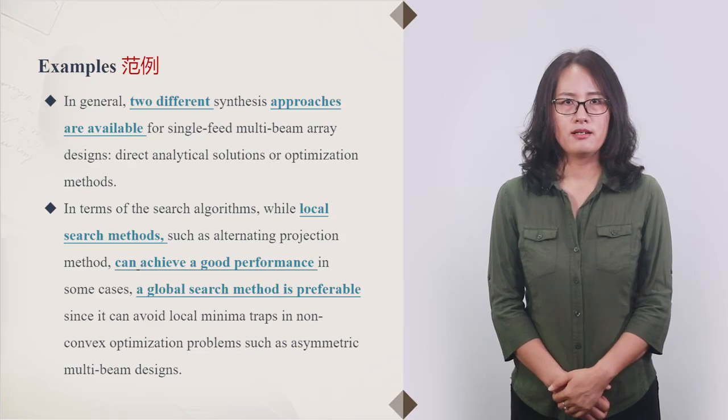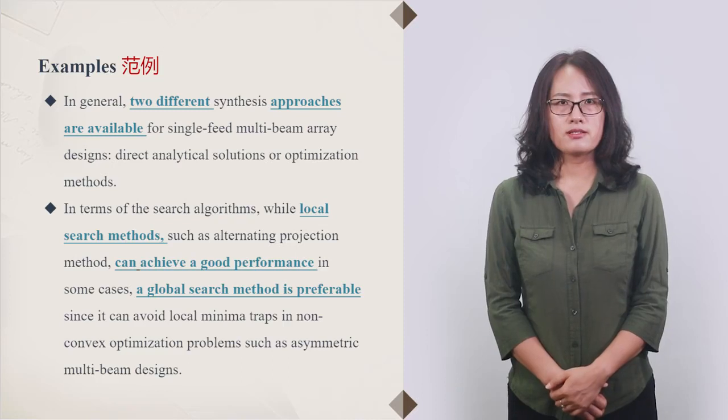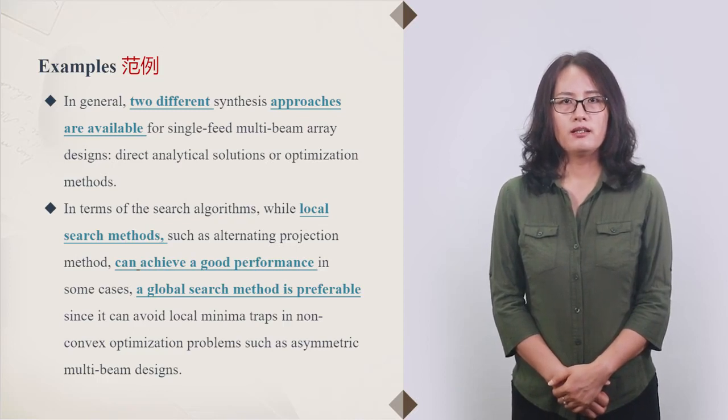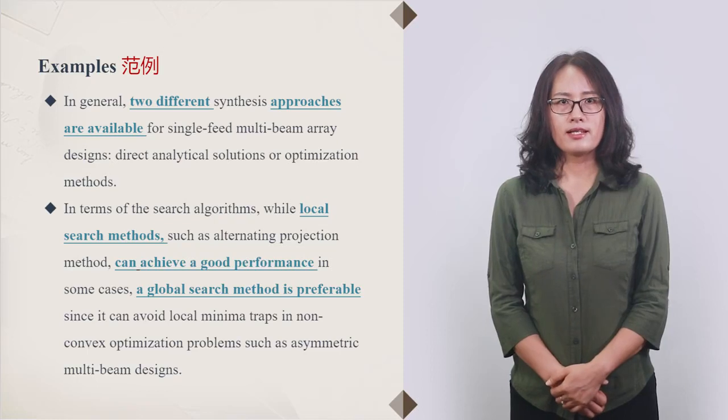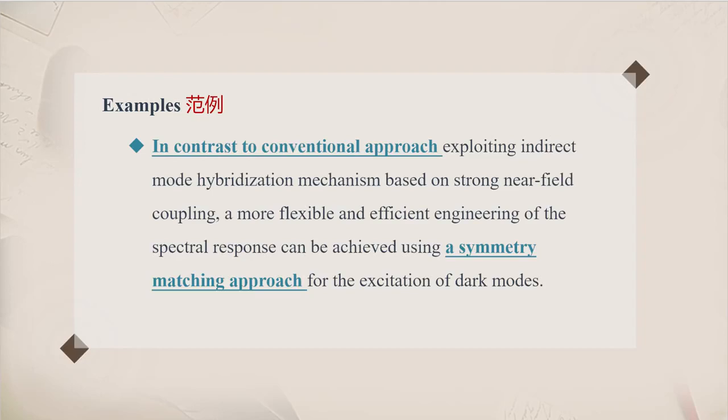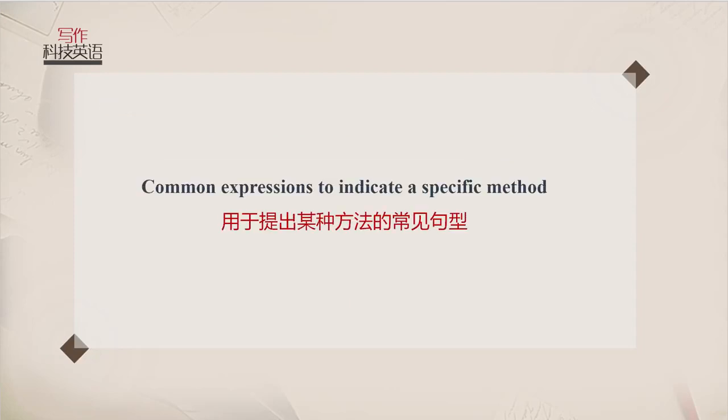performance in some cases, a global search method is preferable, since it can avoid local minima traps in non-convex optimization problems, such as asymmetric multi-beam designs. 这里划线的部分在分别说明 local search methods 和 global search method 这2类方法的优点及适用场合。第3个例子大家可以自行观察，关键的信息已经用下划线标出，供大家参考。Common expressions to indicate a specific method.